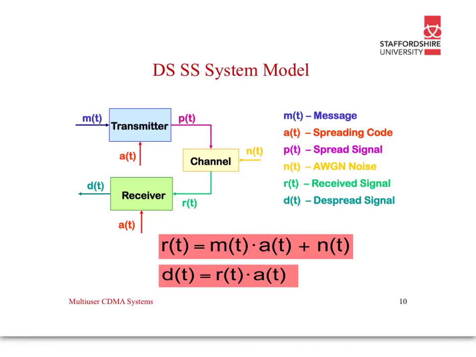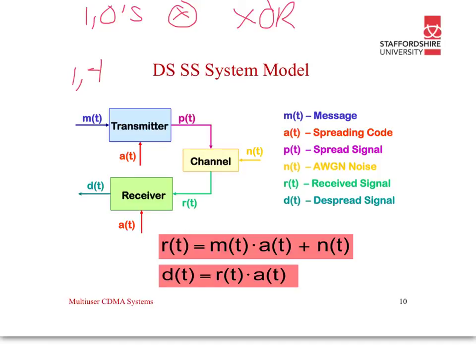So what does the system model look like? Here we have the message, which is our 1s and -1s. And then we feed this to our transmitter. We then multiply our spreading code. We multiply it if it's in ones and minus ones, whereas if the input data is ones and zeros, then we use the exclusive OR. Exclusive OR and multiplication is the same thing.